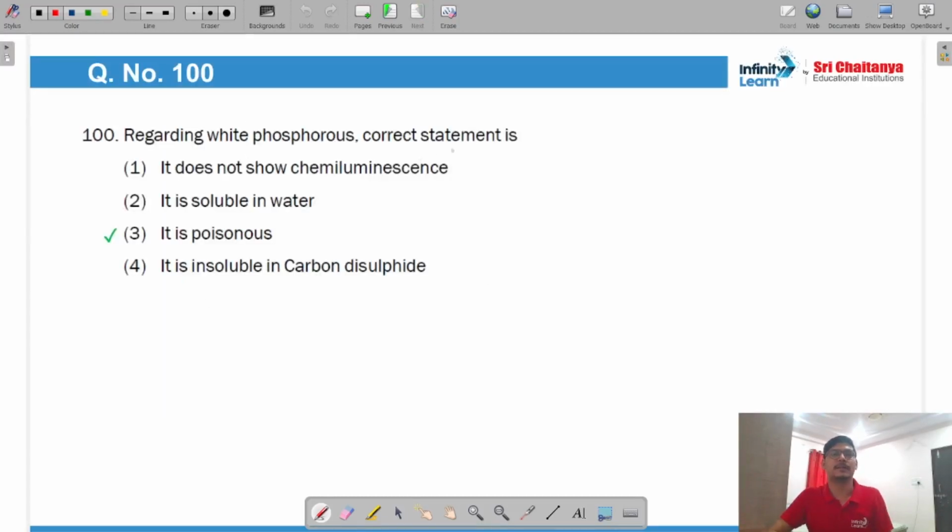Regarding white phosphorus, the correct statement: it is poisonous. White phosphorus is poisonous. Yes, it is the correct statement. It does not show chemiluminescence. No, it shows chemiluminescence, so this is incorrect. It is soluble in water. No, it is not soluble in water. This is incorrect. It is insoluble in carbon disulfide. No, it is soluble in carbon disulfide. So this is the only statement that is correct.